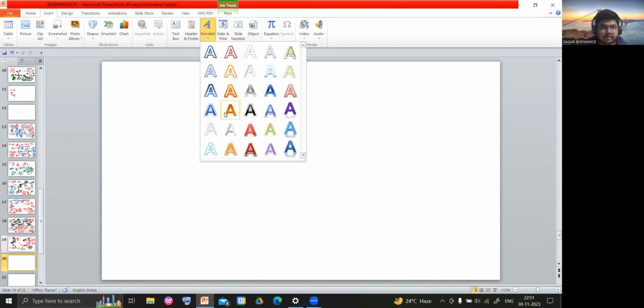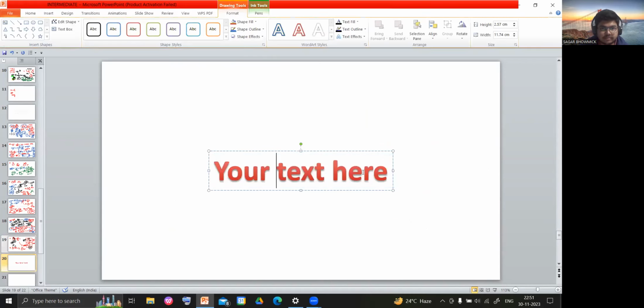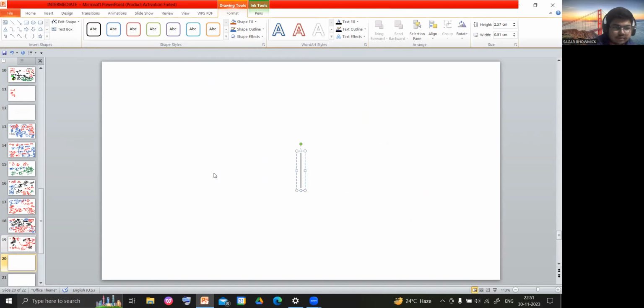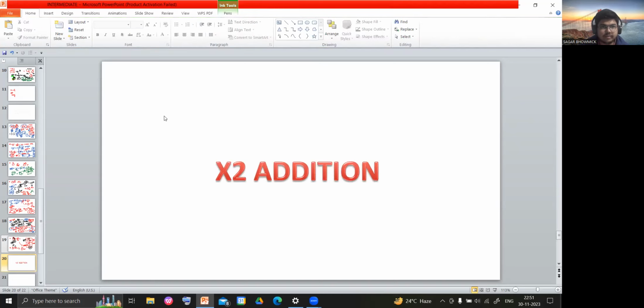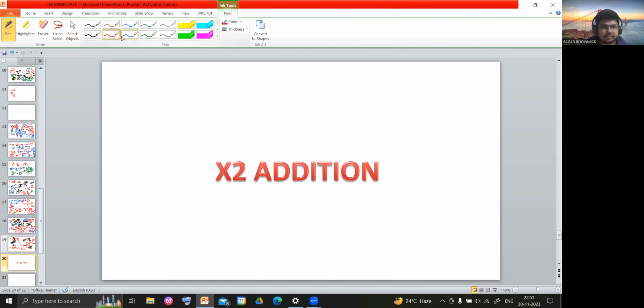So the next part is X2 addition. Here stereochemistry is very important. X2 addition means F2 or Cl2 or Br2, like this. X2 means chlorine, bromine, mostly these two, not fluorine and iodine.